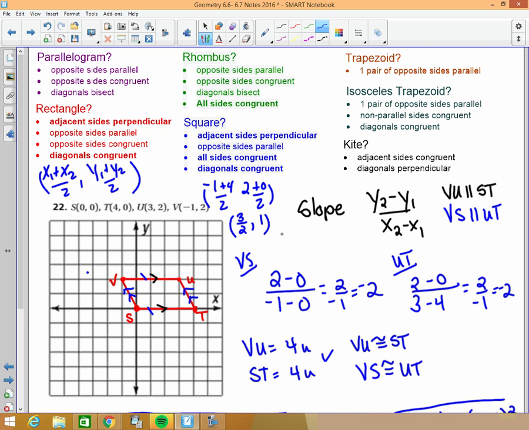What are the x coordinates for S and U? 0 plus 3 over 2. And then what are the y coordinates for S and U? 0 plus what? 2 over 2. Okay, that'll also give us a midpoint of what? 3 over 2 and what? 1. So do they have the same midpoint? Yes, they do. So are they bisectors? Yes. So we have proven that this figure is a parallelogram.